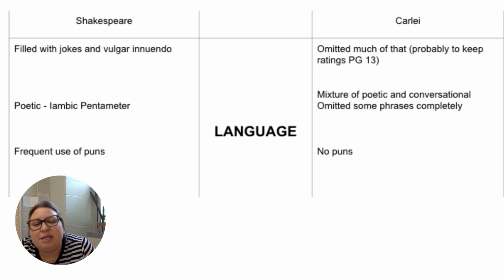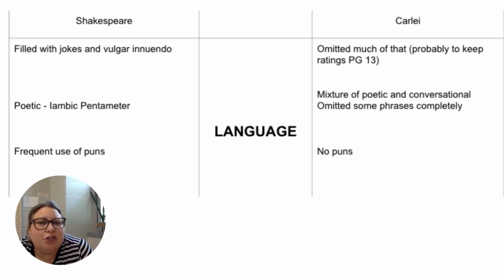So here I've zoomed in on that first section of the organizer about Shakespeare's use of language and about the director's use of language in the Carlyle version, the 2013 film. These are notes that I took as I was watching the film because I'd already read the play. So I read the play first, Act 1, Scene 1, and then I watched the film, and here's kind of what I came up with.